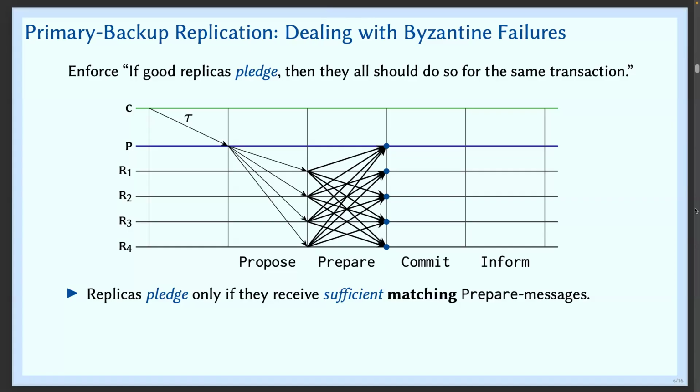Assuming the primary was honest and the network was reliable, I cannot guarantee that I will receive more than 2F+1. Now, I may get 3F+1, but I'm guaranteed to get 2F+1 because 2F+1 honest replicas are there, assuming there was no failure in terms of the network or the primary.